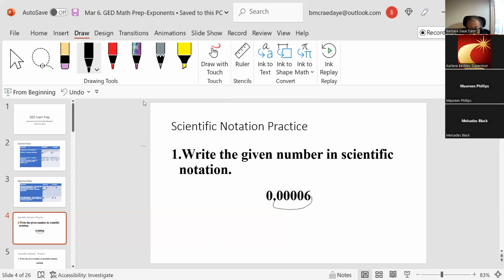Now, what would be the answer then, Maureen? It'll be 6 times 10. And what would be the exponent? How many places did you move it? 5. So plus or minus? A minus. That's it. Very good. Whenever you're moving your decimal point from left to right, the exponent is negative. So this is 6 times 10 to the minus 5. Let me write it down here. 6 times 10 to the minus 5. That's your answer.